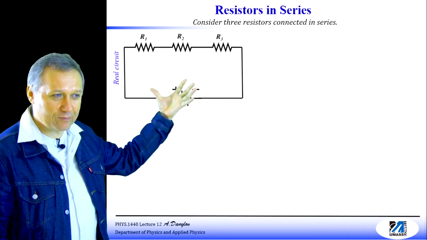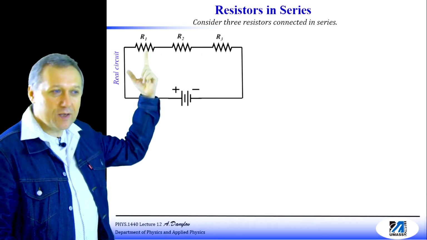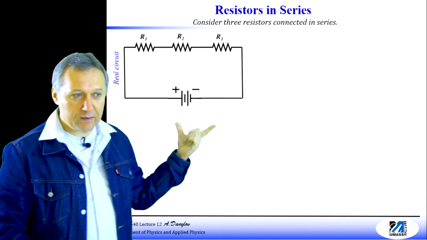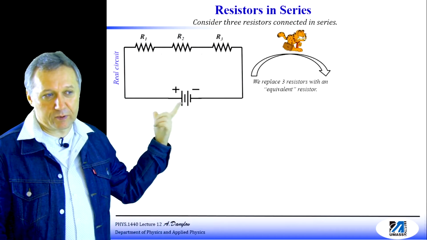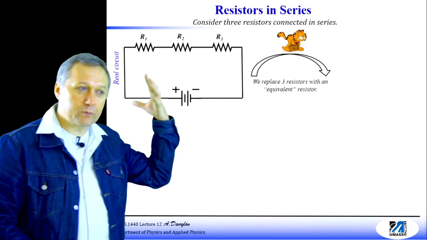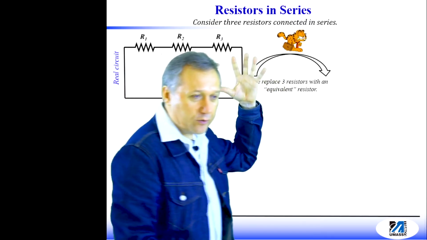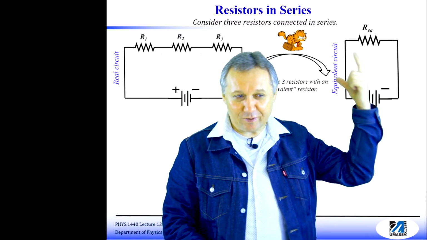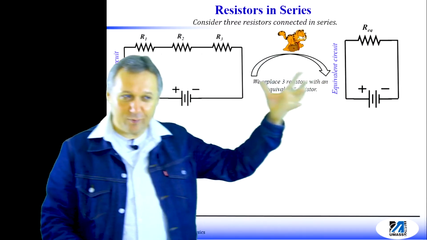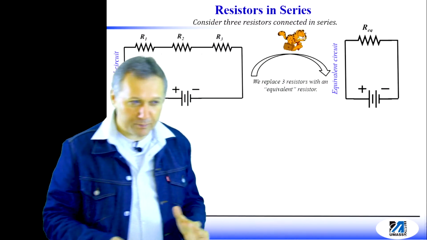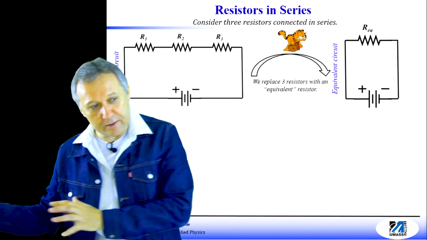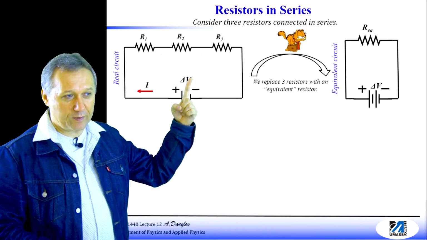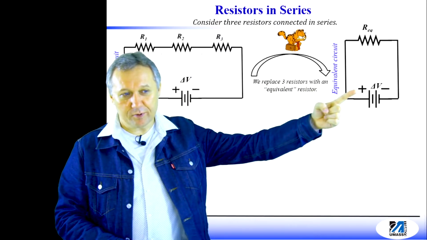Right, so now let's discuss this situation. This is our real circuit: three resistors connected in series, driven by a battery with potential difference delta V. Again, eventually we need to introduce an equivalent circuit. When you replace those resistors with R equivalent, the rest of the circuit, in this case the battery, must work in exactly the same way. So exactly the same delta V over here and here.